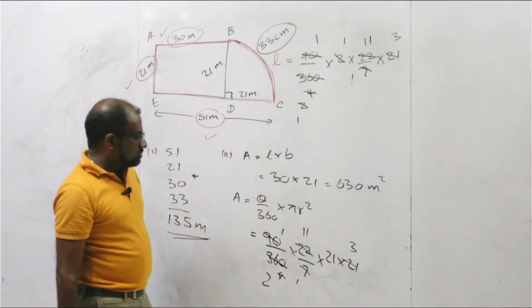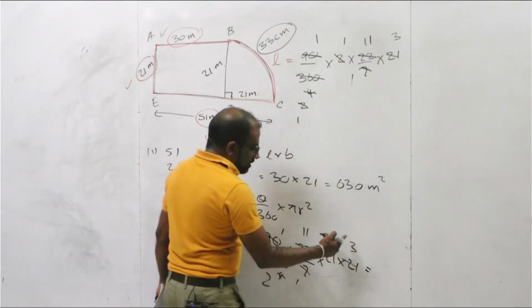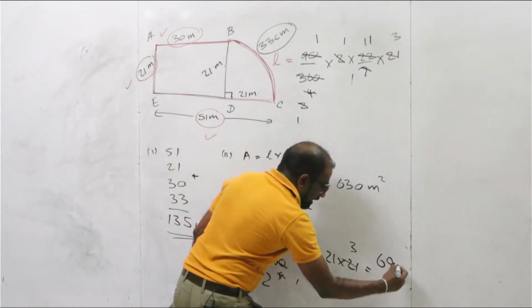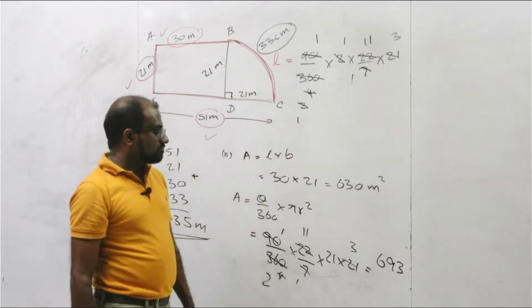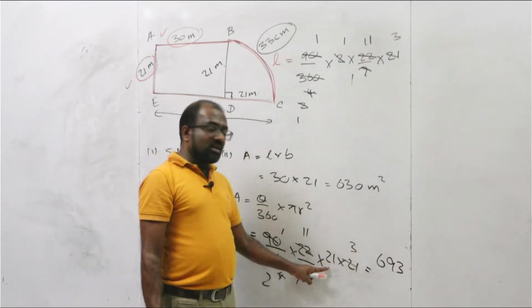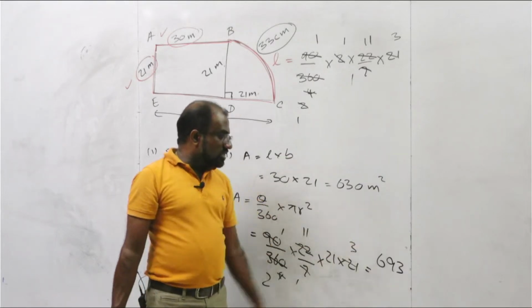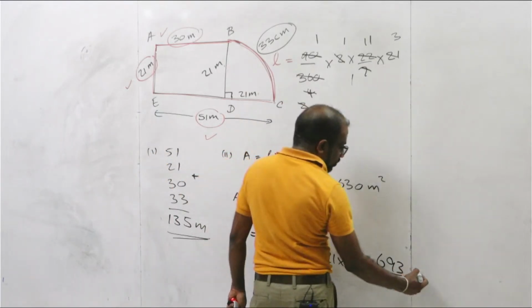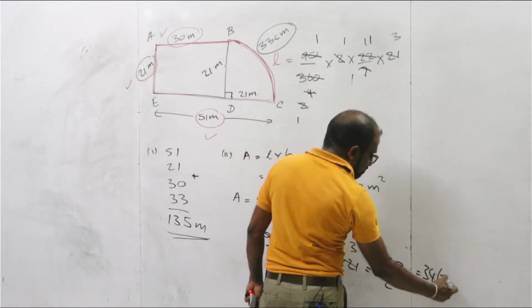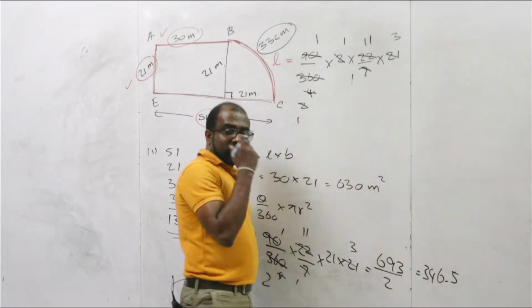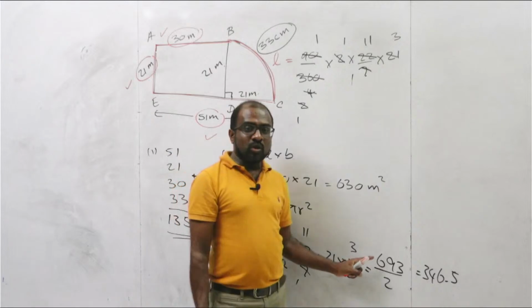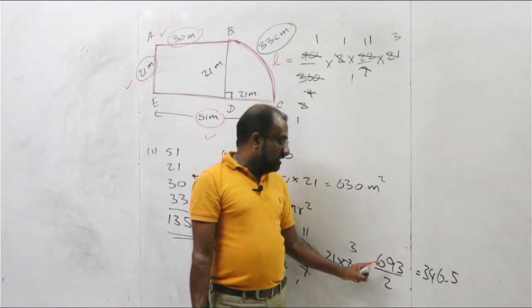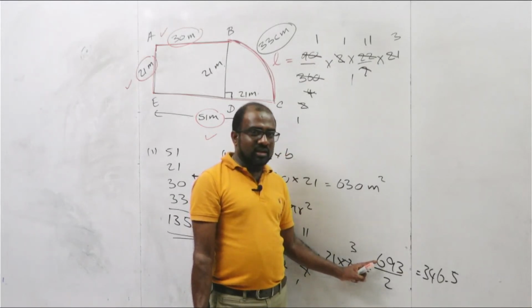So what's the answer? Now multiply these numbers. 3 times 11, 33. 33 into 21, 693. Check again: 3 times 21, 63, 63 into 11, 693. Here we have 2, so divide by 2. 693 divided by 2 is 346.5. You cannot expect that in a seminar, especially grade 10, dividing by 2. You cannot be so weak.